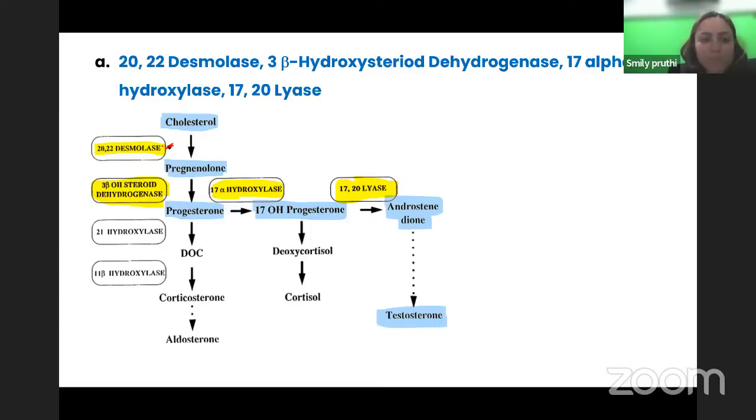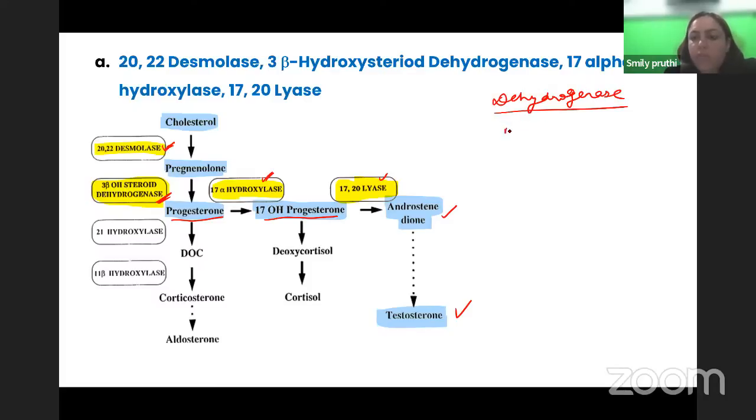So this is desmolase enzyme. Then pregnenolone is formed. Pregnenolone will be converted to progesterone by dehydrogenase enzyme, right? Beta hydroxysteroid dehydrogenase. Then we have hydroxylase enzyme. So then from progesterone, 17-hydroxyprogesterone is formed. Then we have lyase enzyme, androstenedione is formed, and then it will be converted to testosterone, right? Important from biochemistry point of view is the dehydrogenase enzyme.